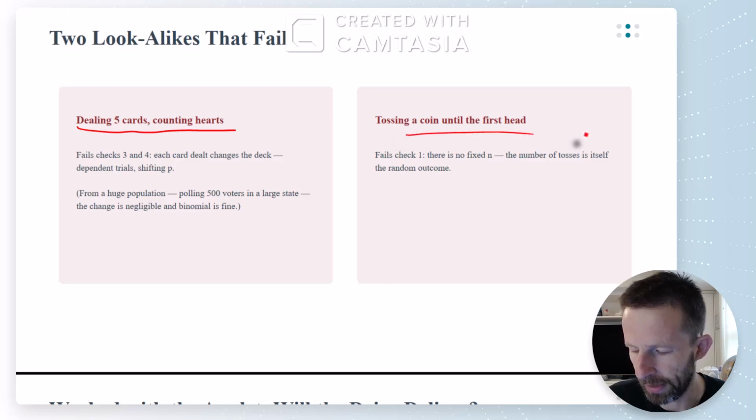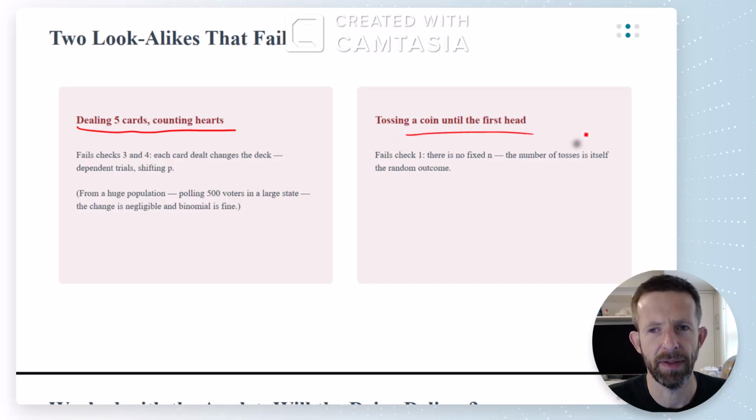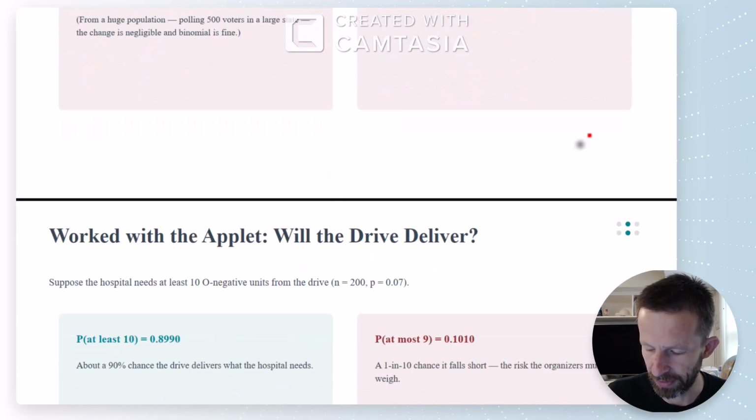Tossing a coin until I hit the first head. So basically flipping a coin and counting how many times it takes before it comes up heads. The issue there is there's not a fixed number of trials. Now I could flip a coin 10 times and count how many heads landed total. But if I keep flipping and counting until I hit 5 heads, then that is not a binomial situation.